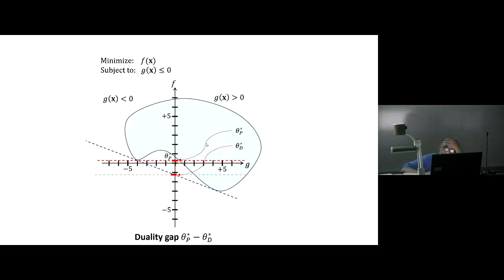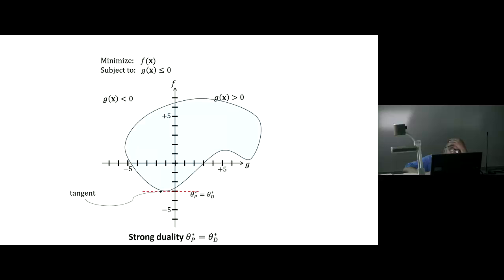Okay. So this is the duality gap, which is theta p star minus theta d star. Are we good? This is where strong duality holds. Theta p star equals theta d star. I never said that it satisfies Slater's conditions or something. Remember what Slater's condition is? There must be a point which is strictly feasible. So g must be strictly less than 0, right?